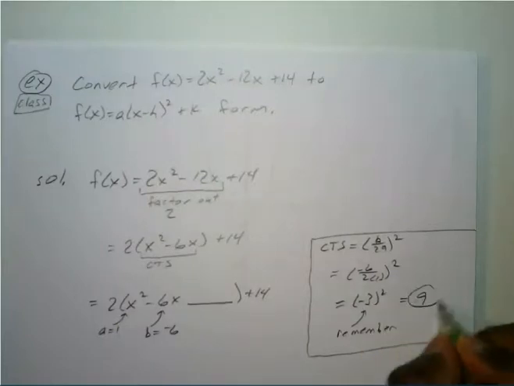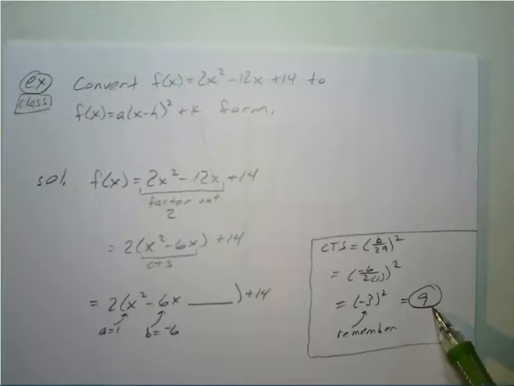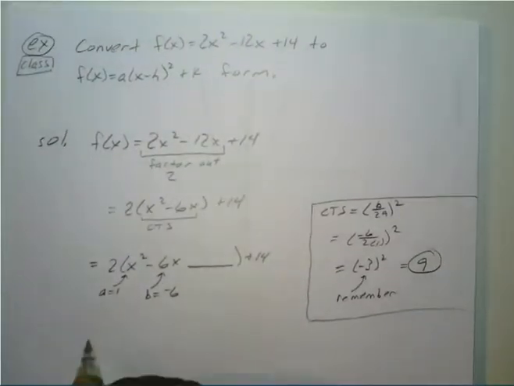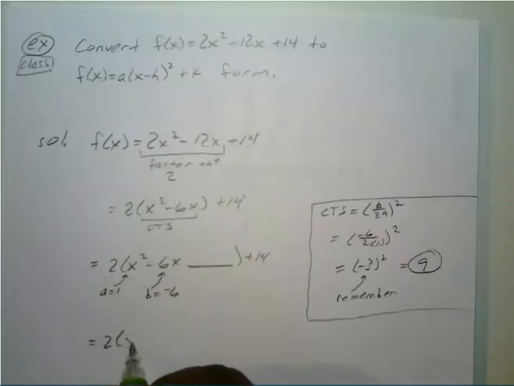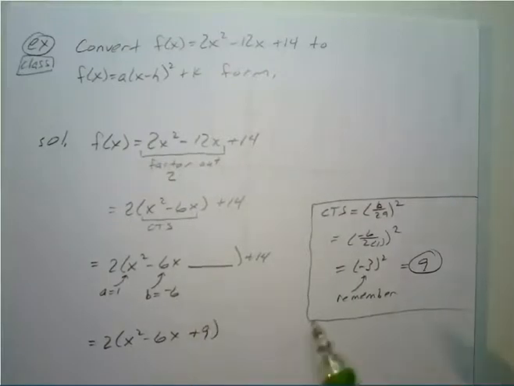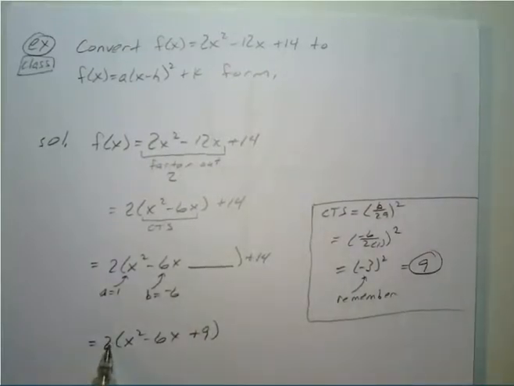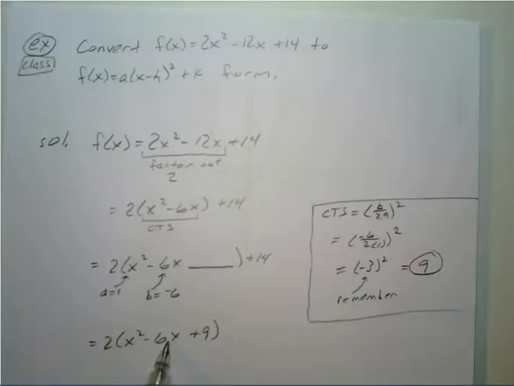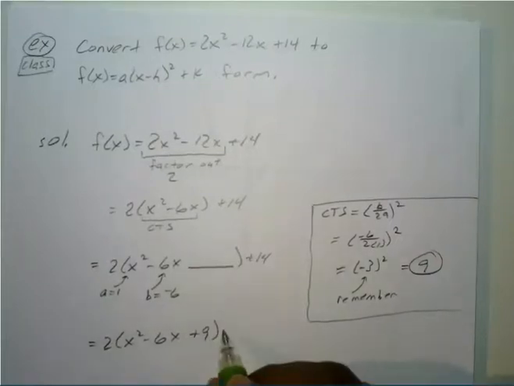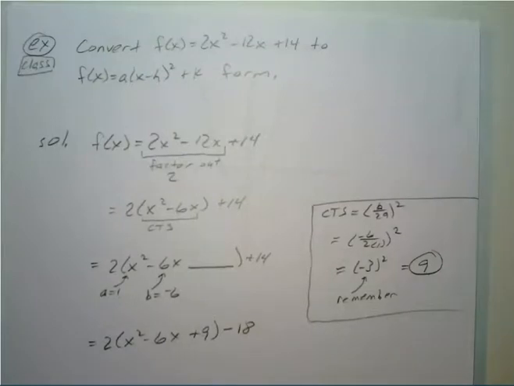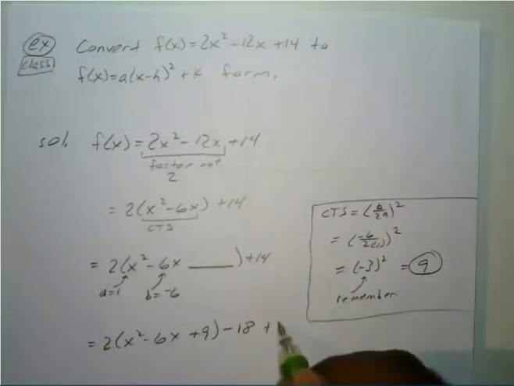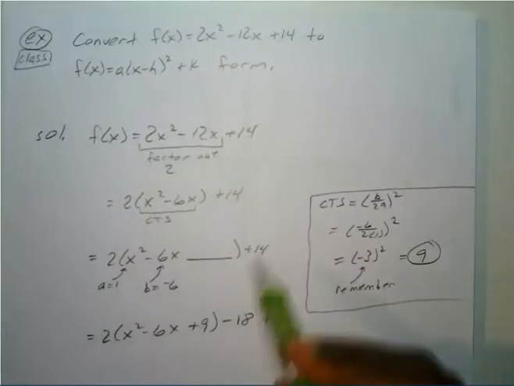Negative 3 squared is equal to 9. So this is the value we're going to add and subtract, basically. So you have 2 times x squared minus 6x plus 9. But remember, you distribute this: 2x squared minus 12x plus 18. We can't just throw 18 in there. So you have that plus 18. That means we have to have a minus 18 to balance it out. And we still have our plus 14 that we bring down from up here.